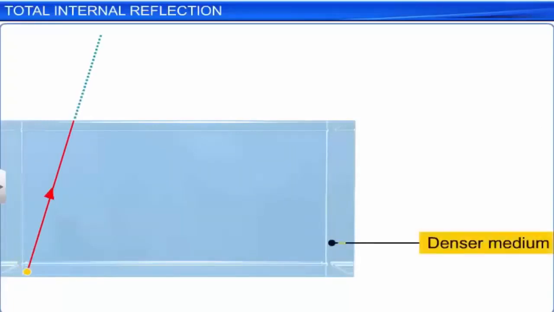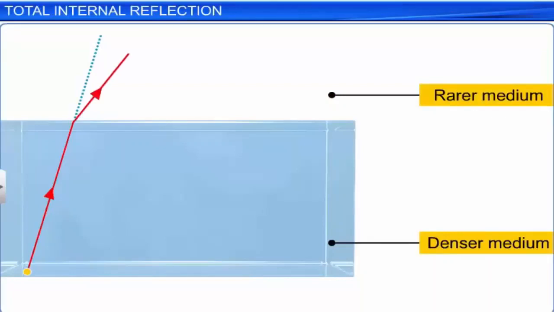We know that when a light ray passes from denser to rarer medium, it partially refracts to the rarer medium and bends away from the normal, and partially reflects back into the denser medium. This reflection is known as the internal reflection.